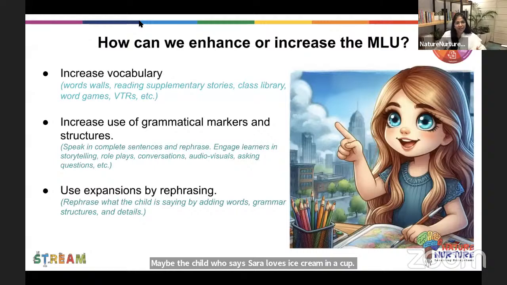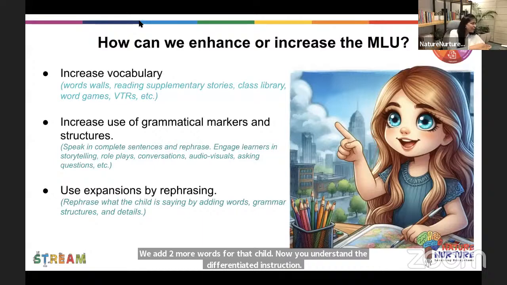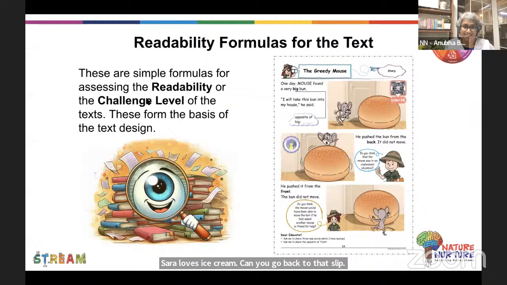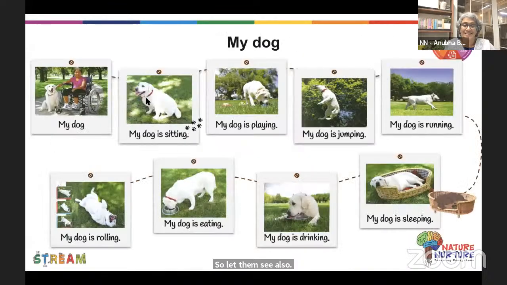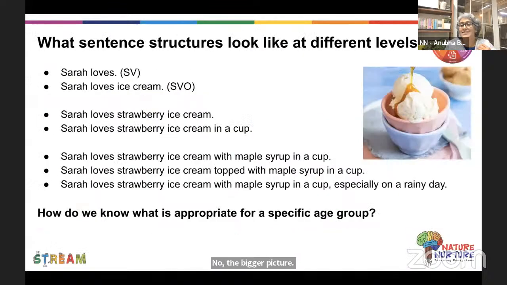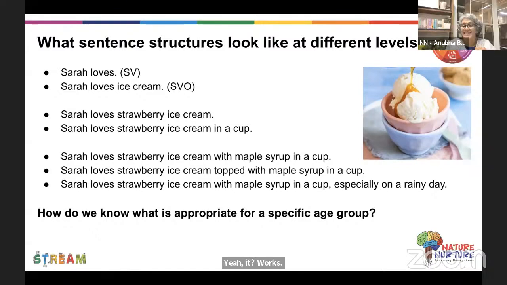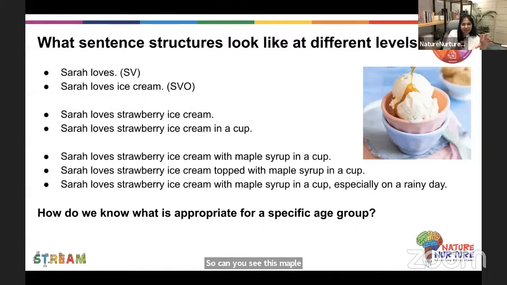Now you understand the differentiated instruction? Okay, Sarah loves ice cream. Can you go back to that slide? Let them see also. So that's where you start to add the describing words, like ice cream with maple syrup. So you're adding vocabulary and you are adding more visual imagery, right? Can you see this maple syrup? And you show the picture also. A picture speaks 1,000 words.